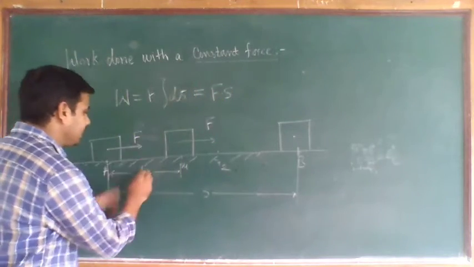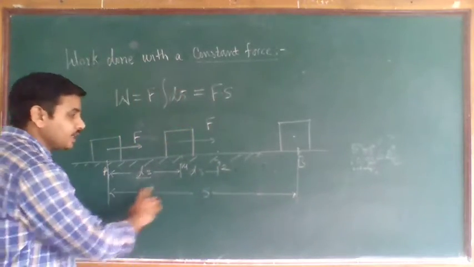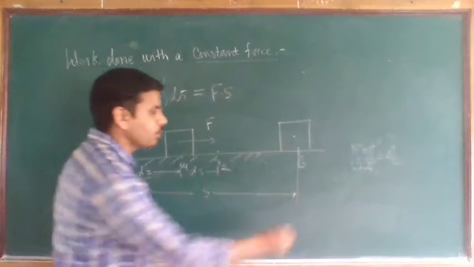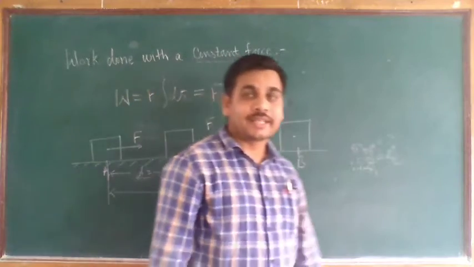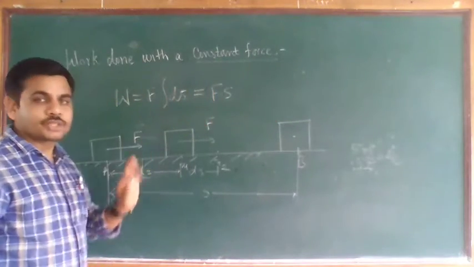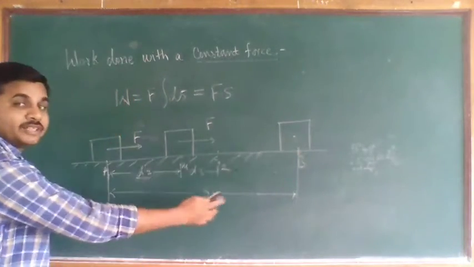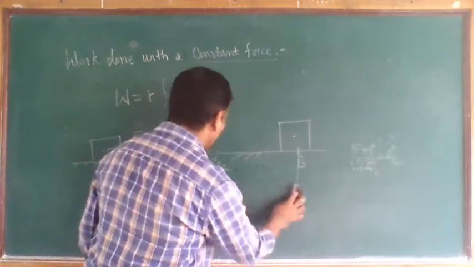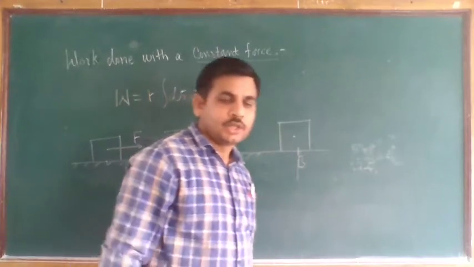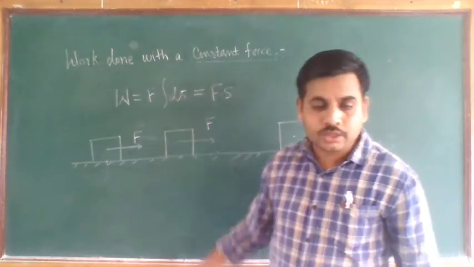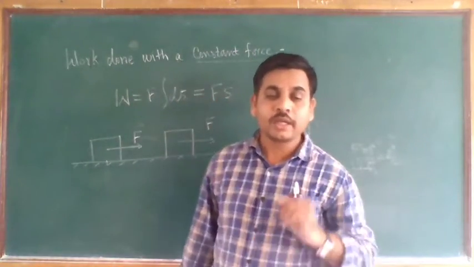So by considering this small displacement ds, the body reaches the final point B, which is the total distance s. In that condition, we are applying the constant force, and the body is able to move or displace to the end point with a distance s. Okay. Now we are considering one more condition about the forces.